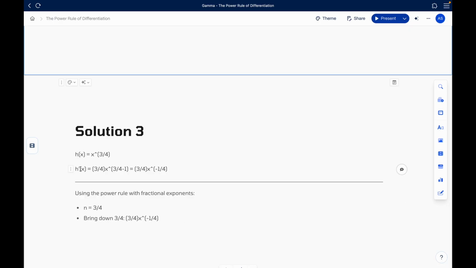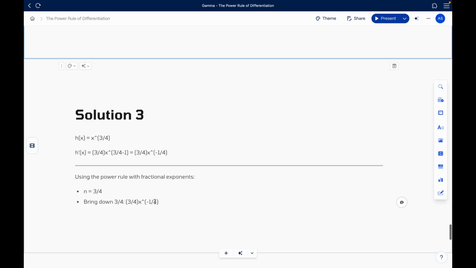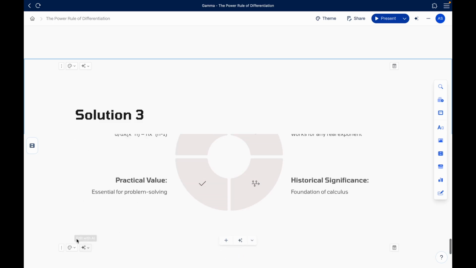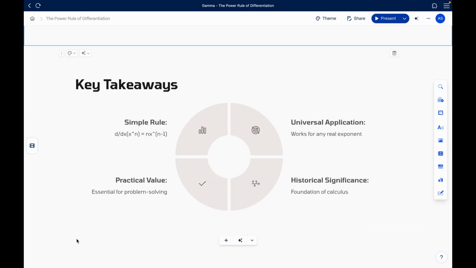And here we go. Here's the solution. H dash of x is equal to 3 over 4 times x to the power of negative 1 over 4. And it's pretty much the same thing except we're using fractional exponents. And I think the main point of this lesson was to show you the formula and a few plug and chug examples. And here are a few key takeaways.